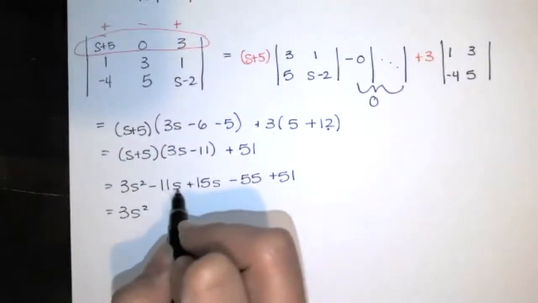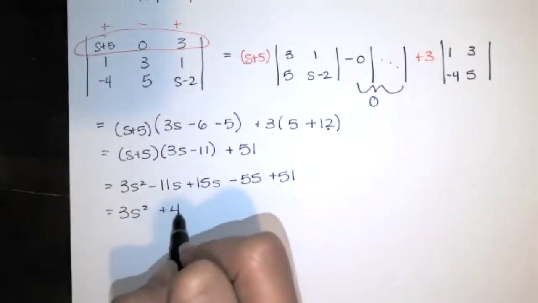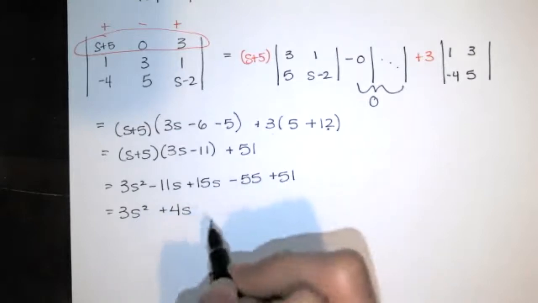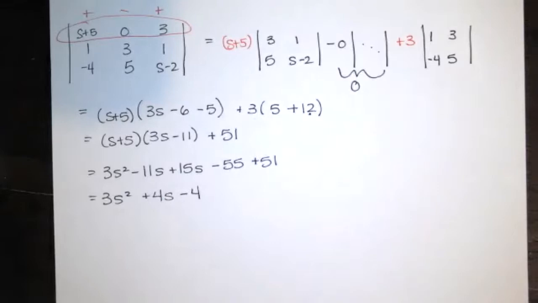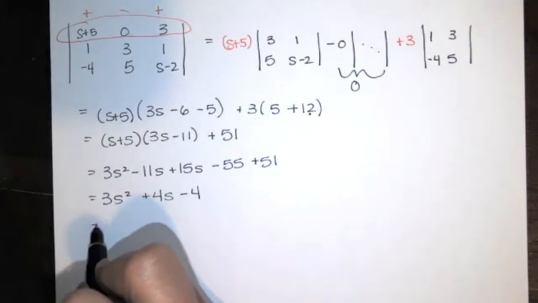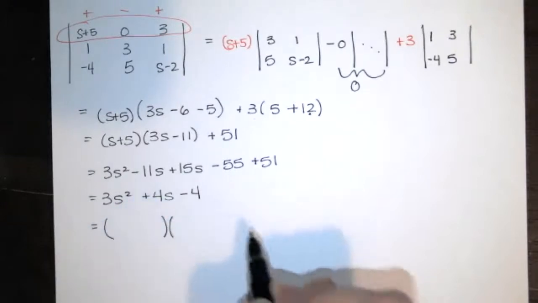So this is going to be a 4s if we combine like terms. And the negative 55 and the 51 will give us a negative 4 there. Now, you can factor this a number of ways. You could use factoring by grouping if you don't want to guess, or you can just guess. And the guessing method might work just fine.